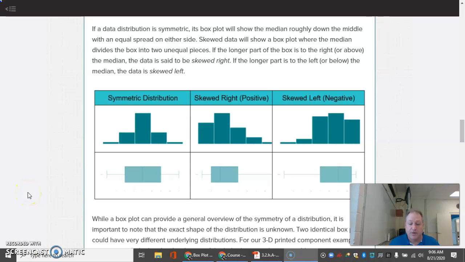Okay, so this next part might take a second to understand because when you first look at the graphical part of it, it seems backwards. But this is the distribution of data as shown in a box plot. This first one is a symmetric distribution.